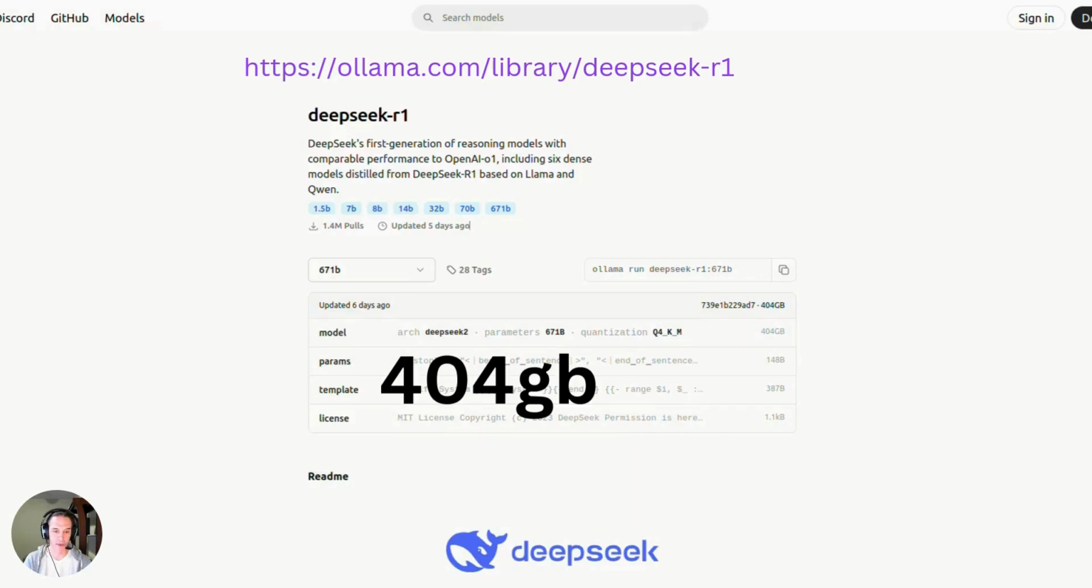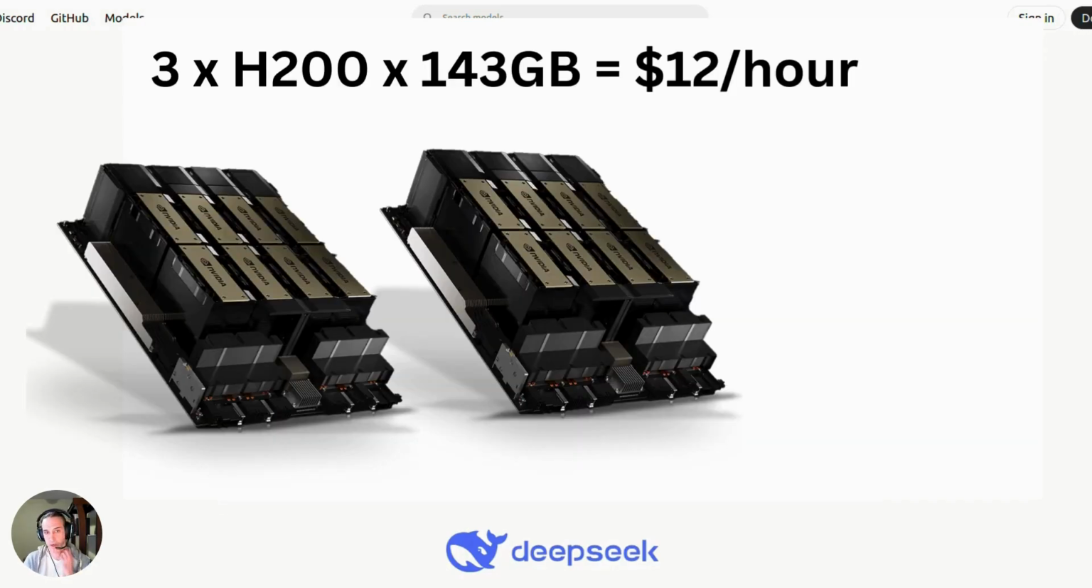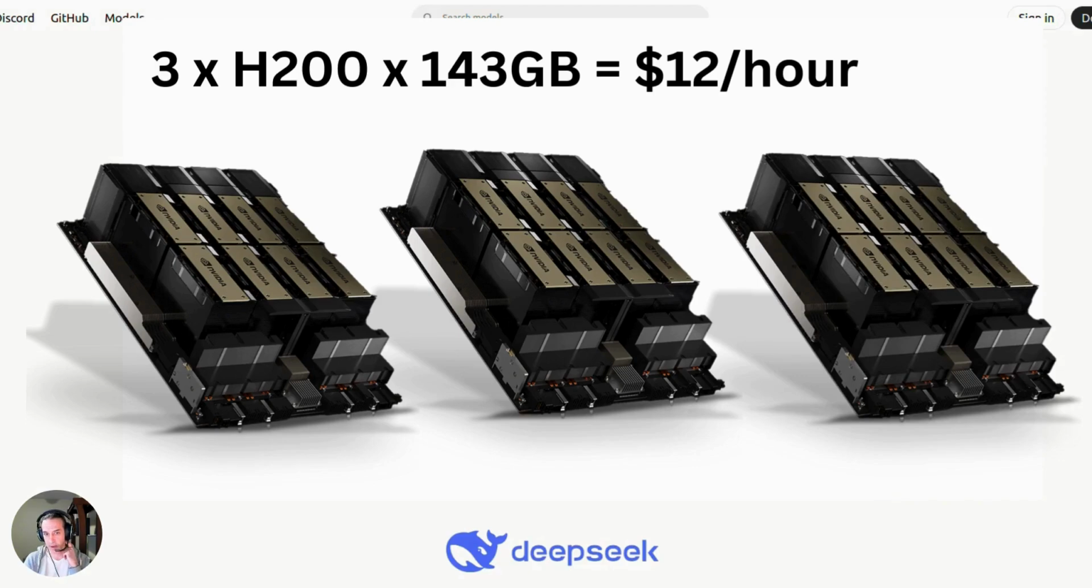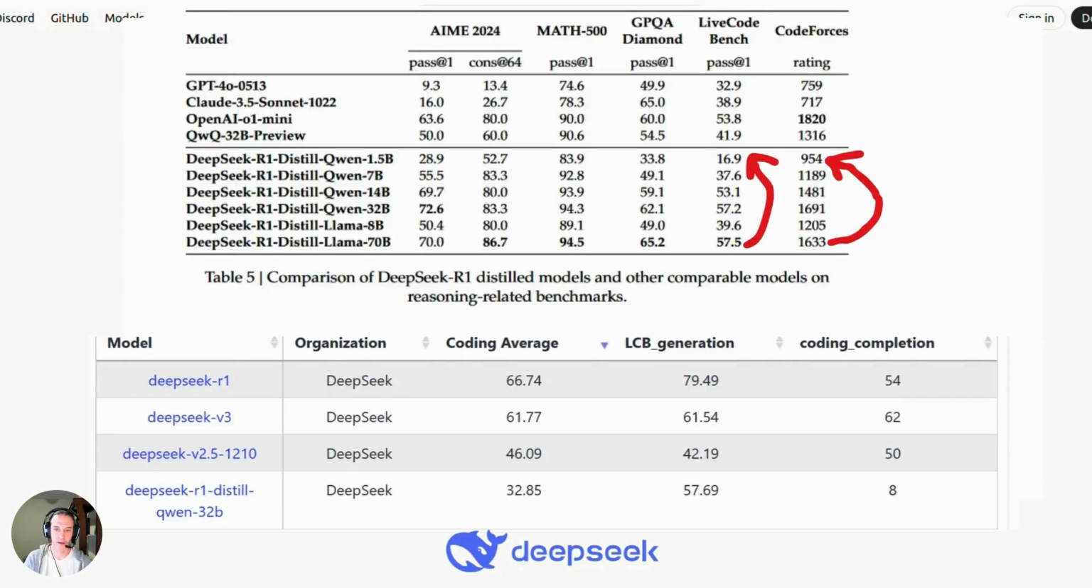That's the top one, but it's 404 gigabytes, which is huge. On RunPod, an H200 has 140 gigs of RAM. You need 3 of those to fit the whole model into memory. It's $12 an hour. And you can see that when you quantize down, for example, the 1.5B has pretty low ratings on LiveBench.